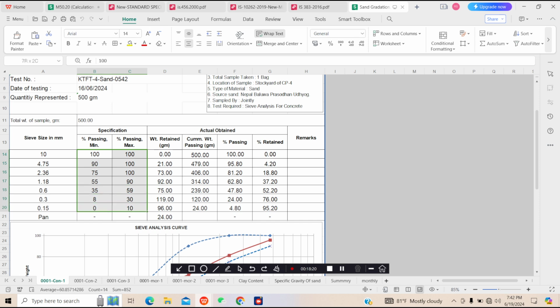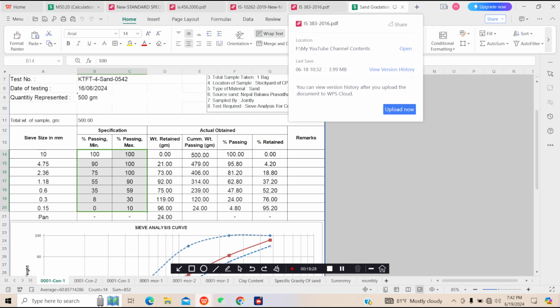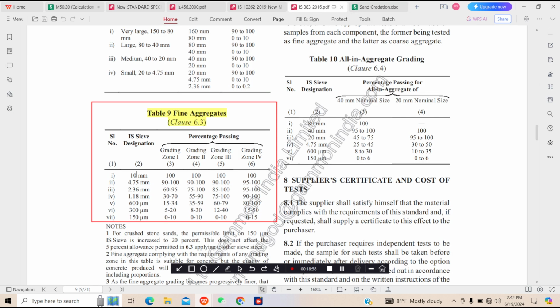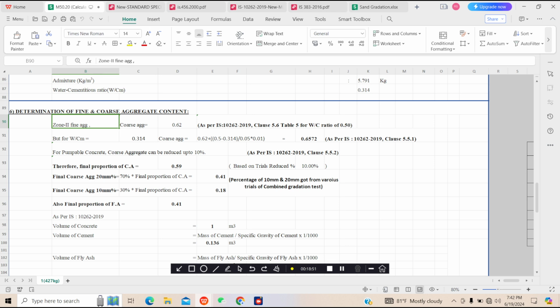Here we can see the specification. This specification clearly matches with zone 2. Here we can see 100, 100, 90, 100, 75, 100, 55, 90, 35, 59, 8, 30, 0, 10. This specification matches with zone 2. So from this we have taken zone 2.